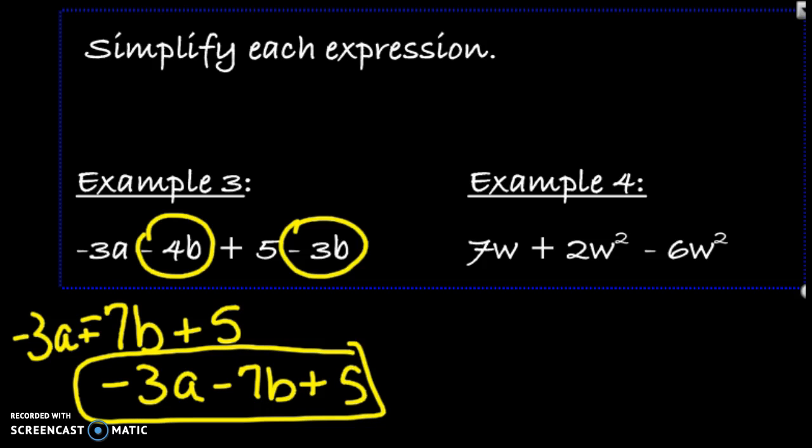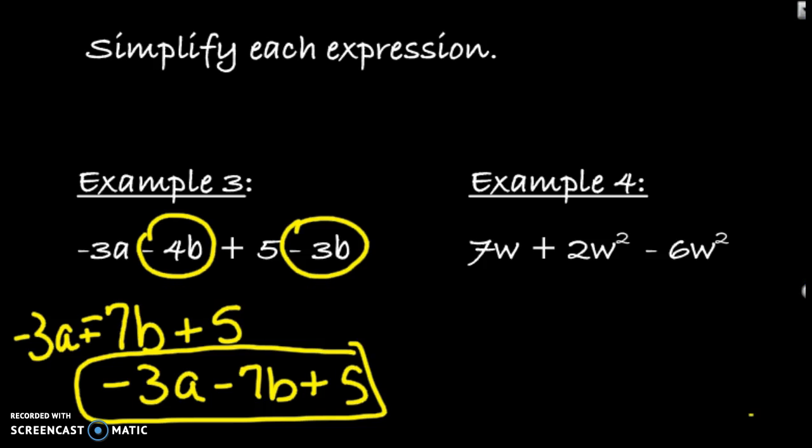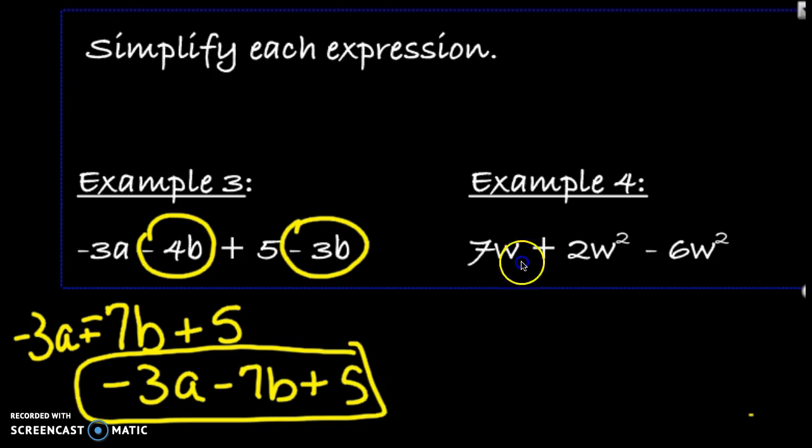All right, let's do one last problem. As before, but this we have a couple exponents, and remember, to be like terms you have to have the same variable raised to the same power. So even though these all have w, the first one's just a w to the first, and the second and third both have w squared. So this positive 2w squared and negative 6w squared are my like terms in this case.